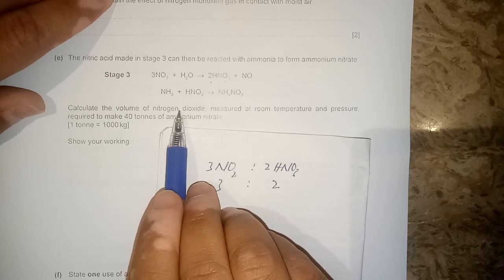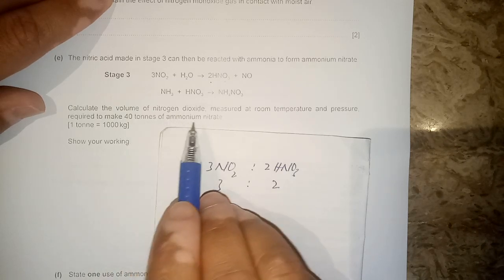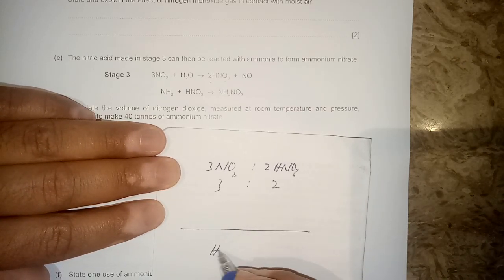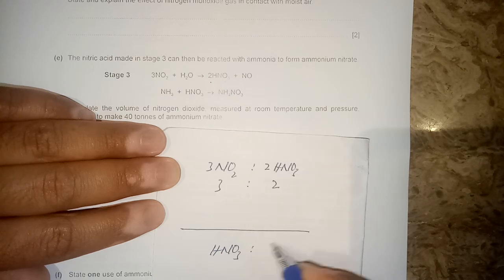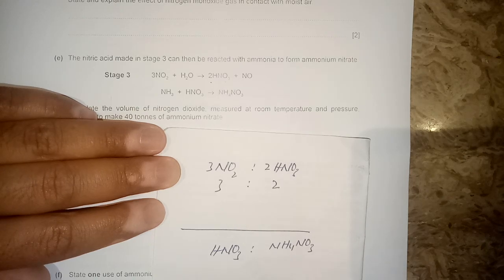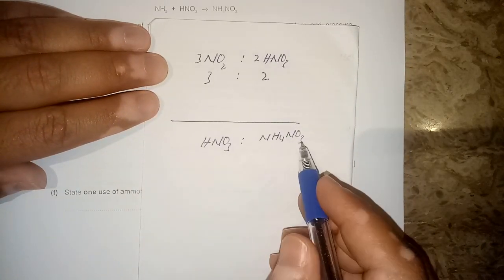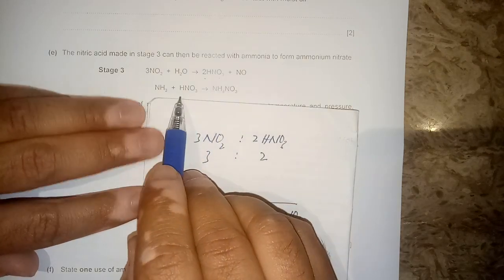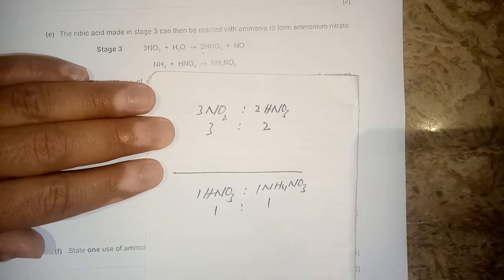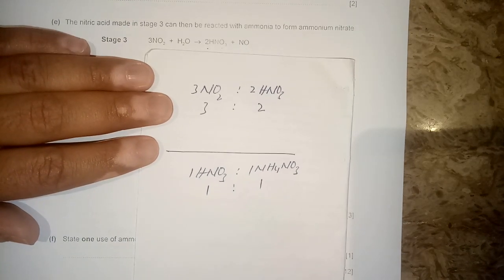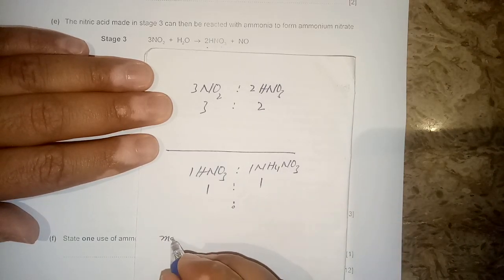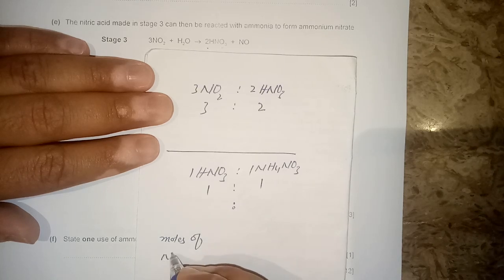we have to find the amount of nitrogen dioxide, but we are given the 40 tons of ammonium nitrate. So the other ratio we have to make is between the nitric acid and ammonium nitrate. Got it? So the other ratio is nitric acid and ammonium nitrate. From the equation, it is 1:1. When we have 1 mole of this one, it is also reacting with, or producing, 1 mole. So now we have to find the moles of ammonium nitrate. Here we have to find what? Moles of ammonium nitrate.